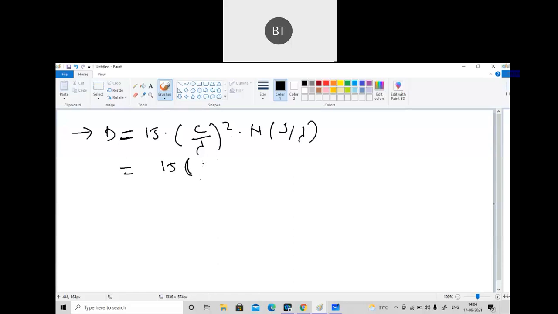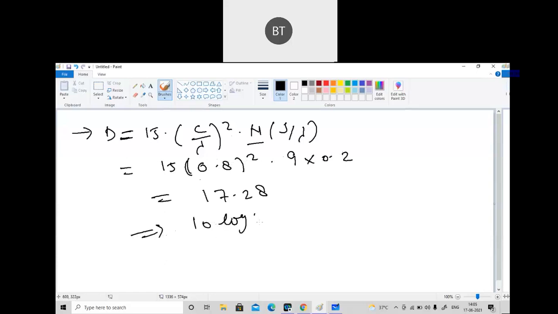So that will be 0.8 squared. N is given to you, 9, into 0.2. If we substitute this, what we get here is 17.28. When you put this into the calculator, 17.28, you get close to 12.37 dB. So this is the first part.